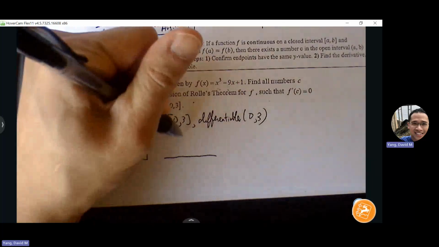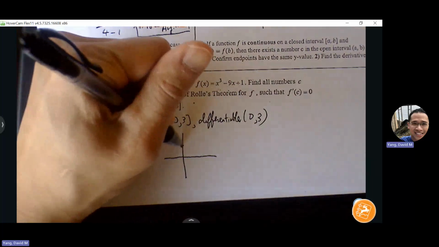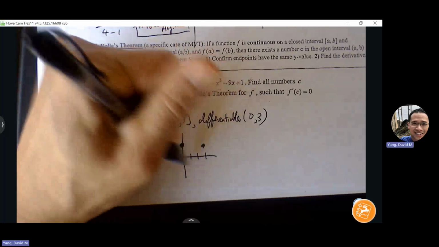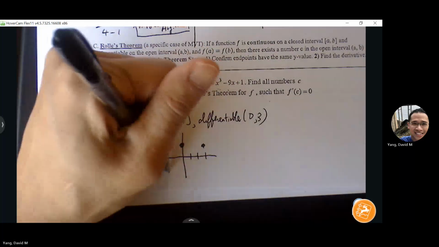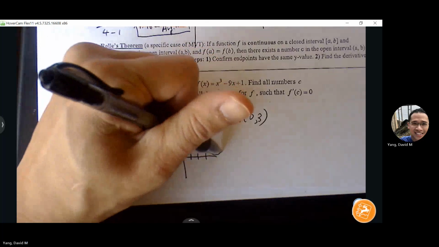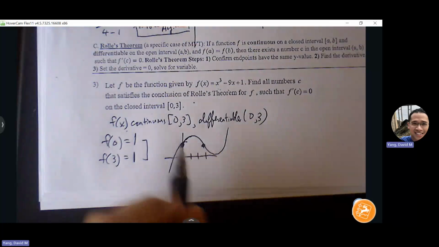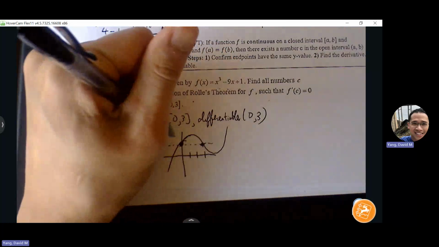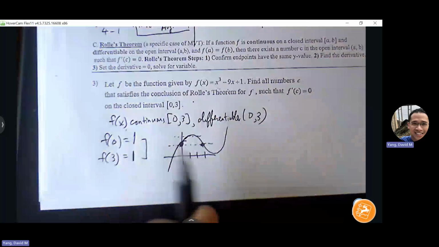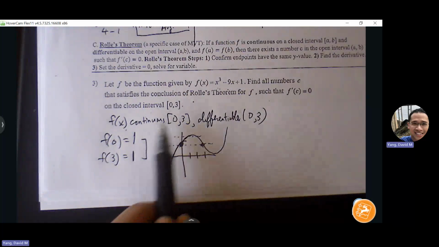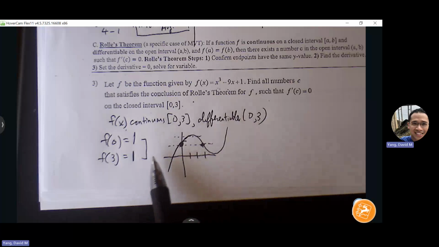If I graph it, you don't have to graph it, but I want to show you. This is (0, 1) here. This is (3, 1) here. We know that if the graph goes through those points, and I can draw a horizontal line between them, then somewhere between there must be a place on the curve where there's also a slope of 0. So we've established that our function will guarantee a slope of 0 somewhere between 0 and 3.